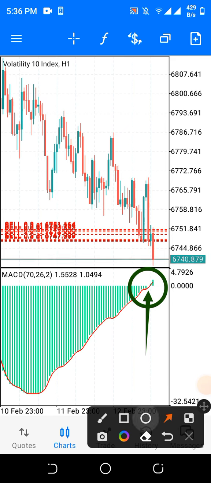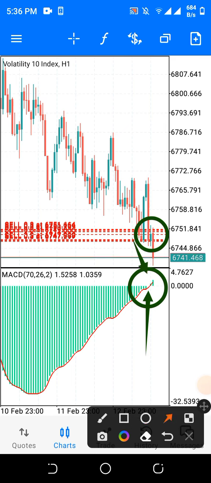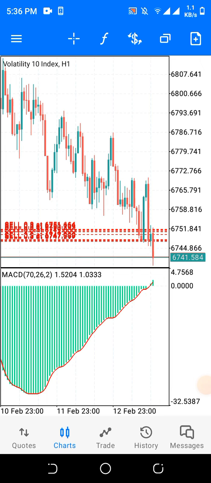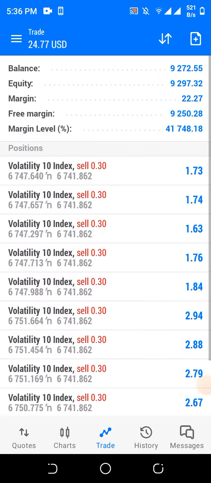So I am selling. See my entries. See my selling entries here. Do you understand? So as you can see, the market is moving down. So that is the reason why I am on sale on volatility 10 index. Do you understand? As you can see, the profit is still running.